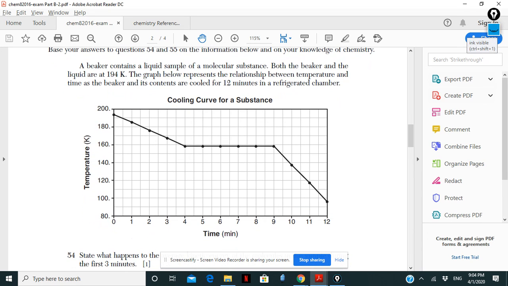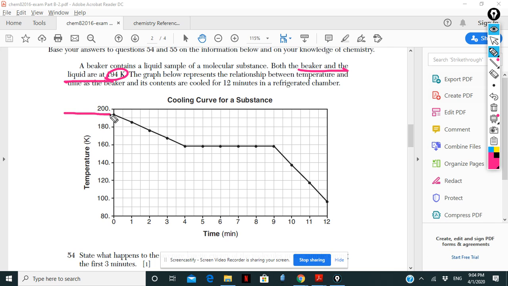Now, questions 54 and 55, based on the information. Here's a beaker containing a liquid sample. So what does it mean? A liquid sample of a molecular substance. Both the beaker and the liquid are at, so let's label this, 194 Kelvin. I have the beaker and I have the liquid.